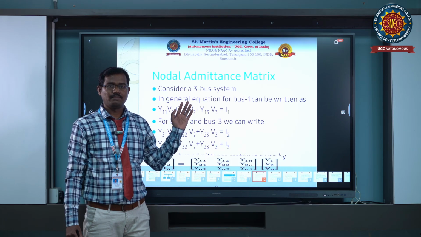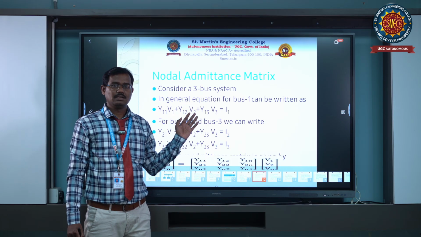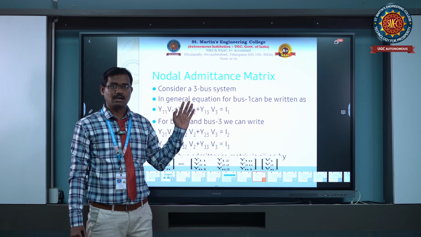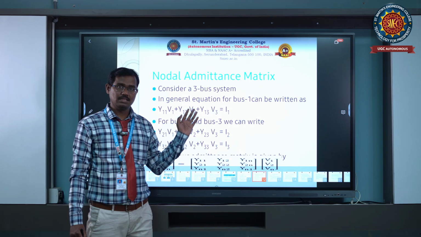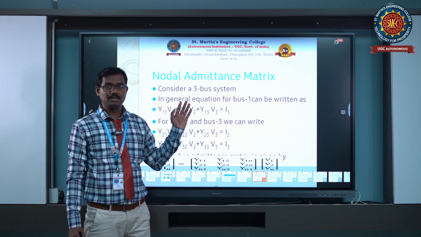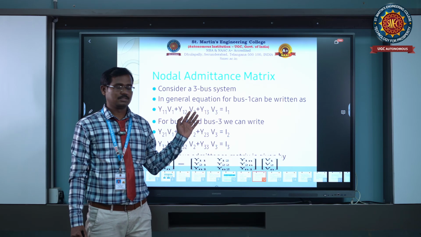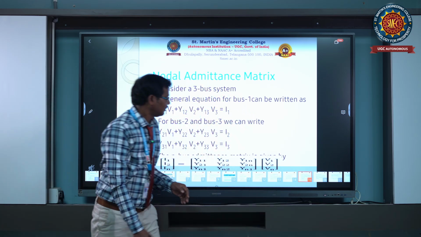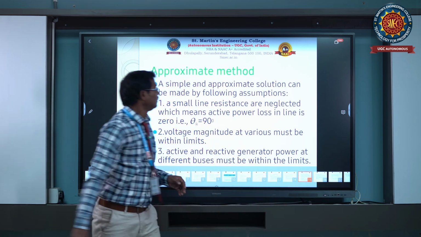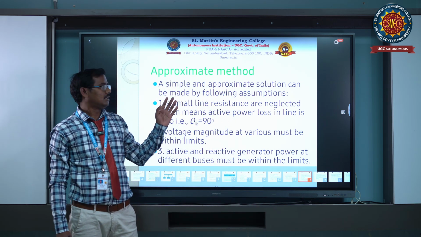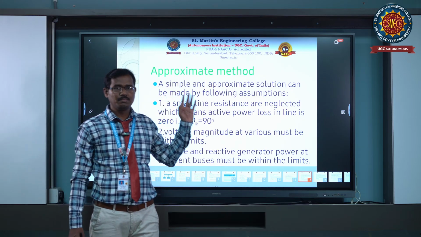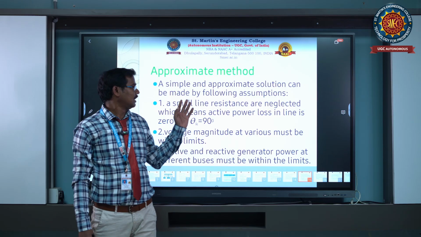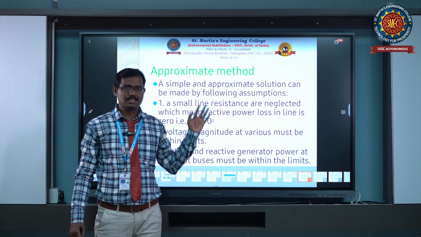That's why we can find all the currents at the nodes, all the voltages in the nodes, and all the admittances in the nodes. And this is the approximation method. This is a simple approximate solution, made by taking the following assumptions.